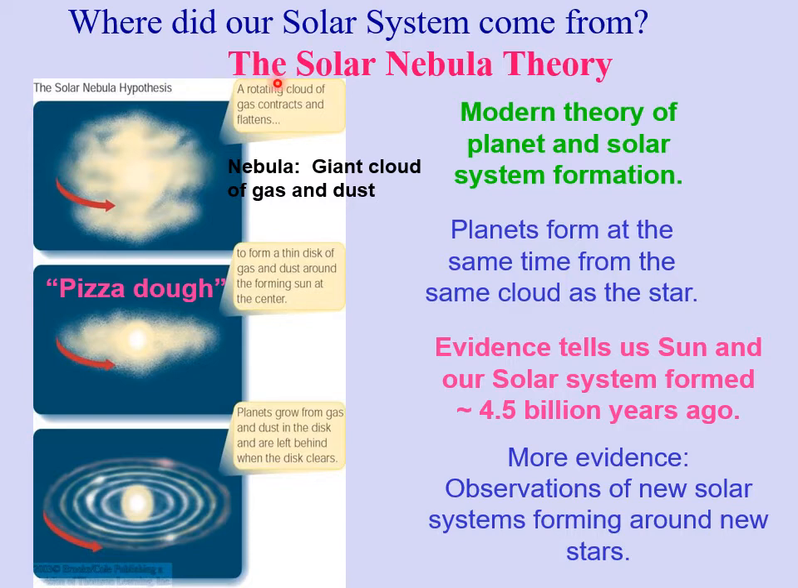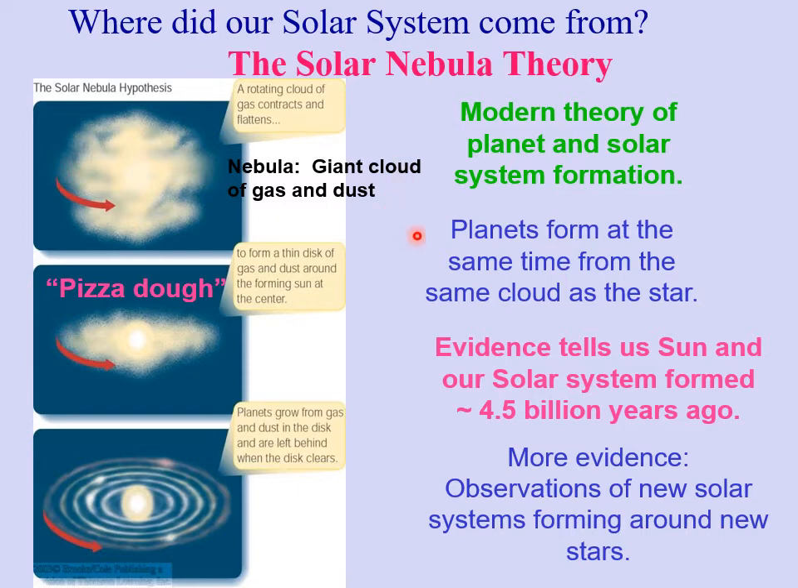And first of all, a little bit of definition here. The word nebula means a giant cloud of gas and dust. So in this diagram here, this big gas and dust cloud represents a nebula. So the solar nebula theory is the modern theory of planet and solar system formation. It explains basically how our solar system formed and how we got here.